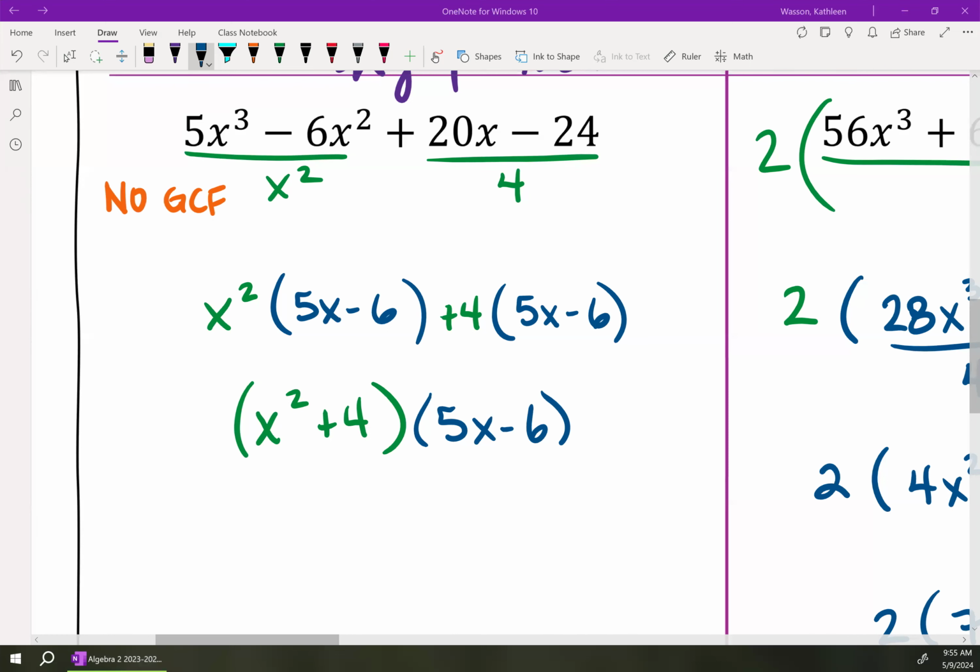I have this factored. You need to remember that a sum of squares is not factorable. If I had a difference of squares, if I had x squared minus 4, then I could factor that again. But x squared plus 4 is prime. That cannot be factored. So my final factors are x squared plus 4 and 5x minus 6.